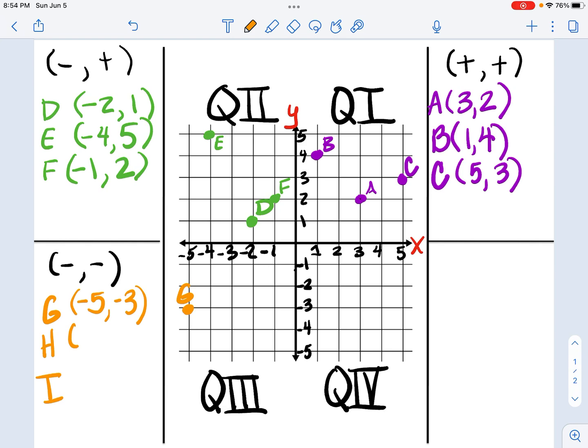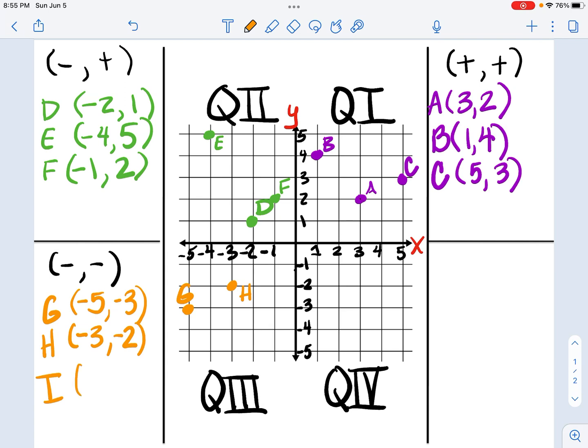Maybe I want to use -3, -2. So I'm going to go to the left 3, 1, 2, 3. And then I'm going to go down 2. So point right here. There's H.